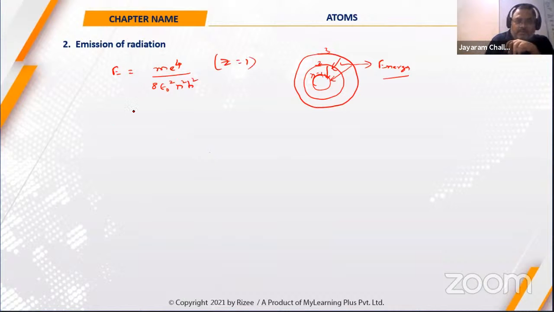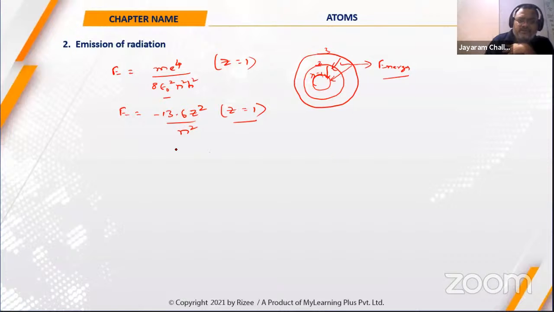On substituting every value into this, that is the mass of an electron, charge of an electron, epsilon naught values and all these things, the total energy will be written as minus 13.6 into Z square by n square. I'm writing the generalized formula. In this session, we are taking hydrogen, so the Z value will be equal to 1.